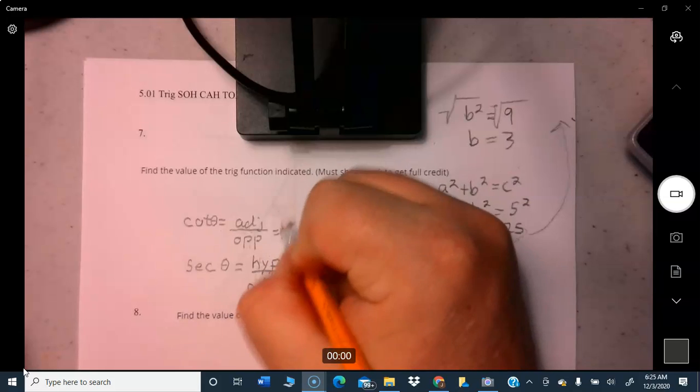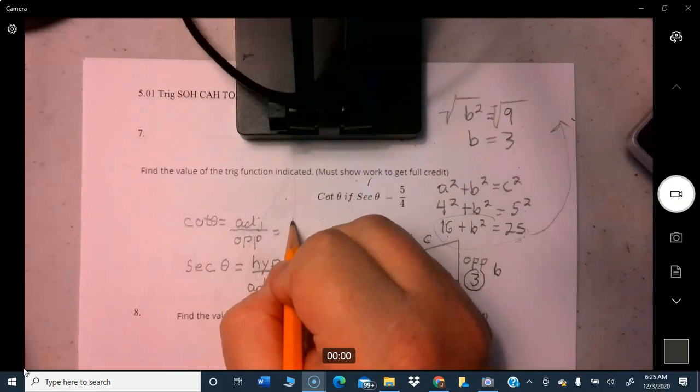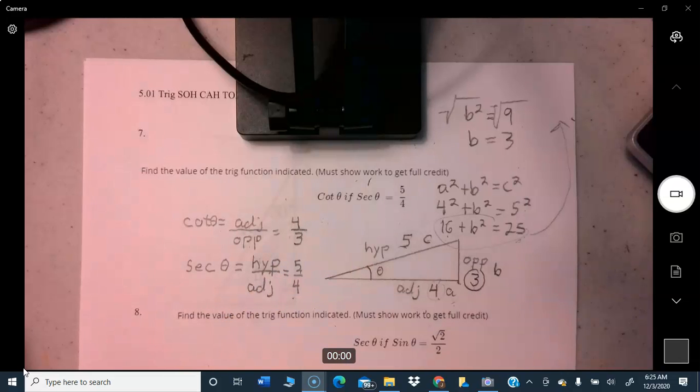So the cotangent is the adjacent over the opposite. So it's 4 over 3. And again, you don't change that to a mixed fraction, 1 1/3. You don't change it to a decimal, 1.333. You leave it like this. That's the way it's done in trigonometry, okay? So that's the cotangent. That's your final answer right there.